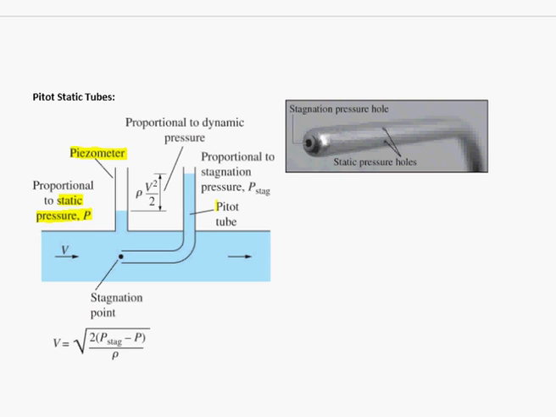A pitot tube, on the other hand, measures the stagnation point pressure, or the stagnation pressure, of a fluid. So it basically slows the fluid down to a velocity of 0, and so we're combining the dynamic and the static pressure into the stagnation pressure, and that's measured by a pitot tube.